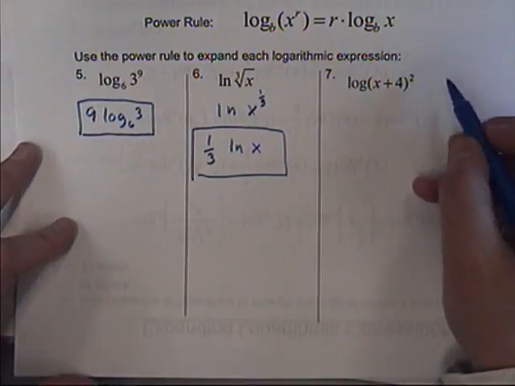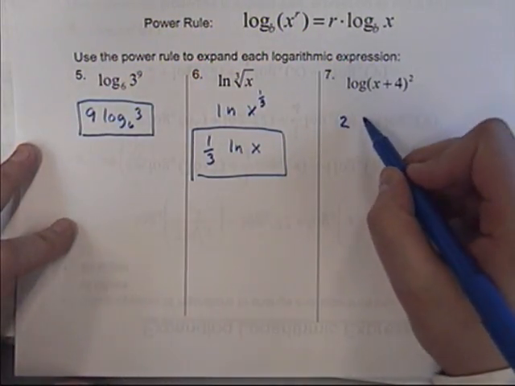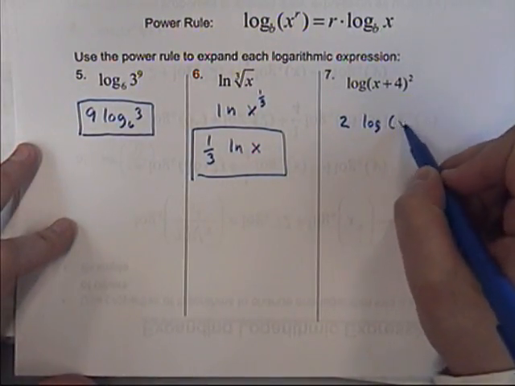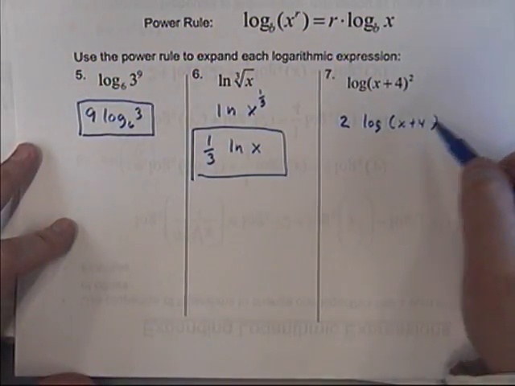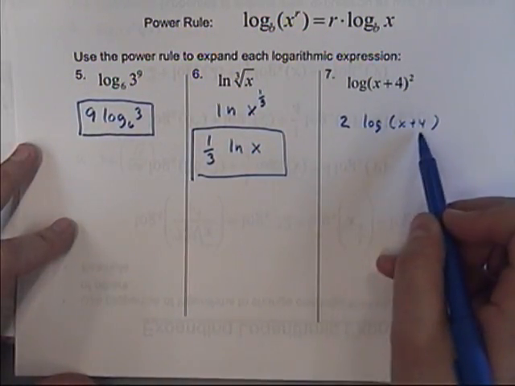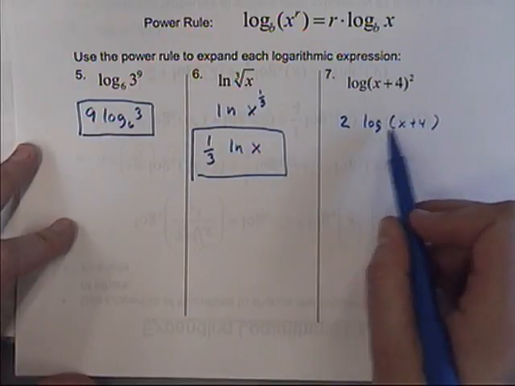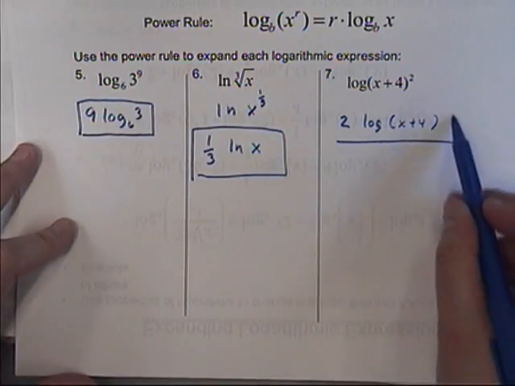And then finally, this little 2 right here can also be moved out in front. So it's 2 times the log of x plus 4. And that's it. This is not interchangeable for anything different. Log of x plus 4, that's it.